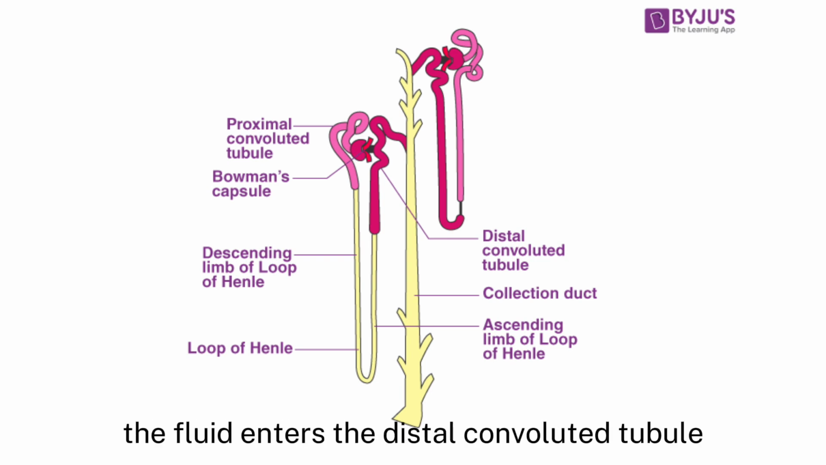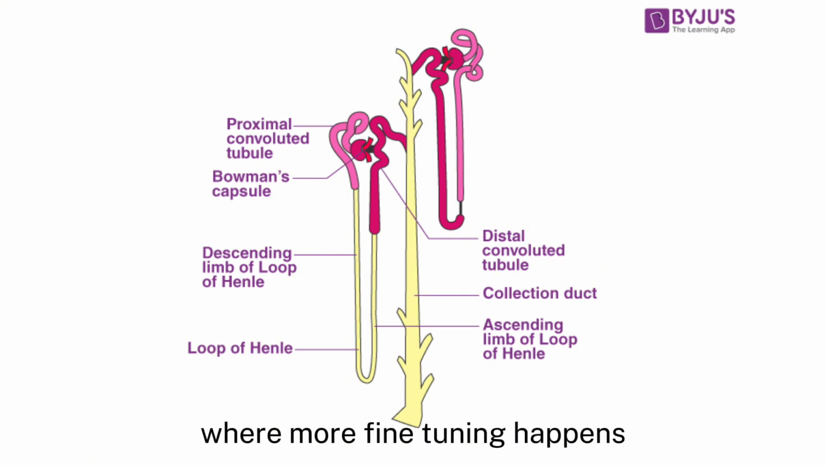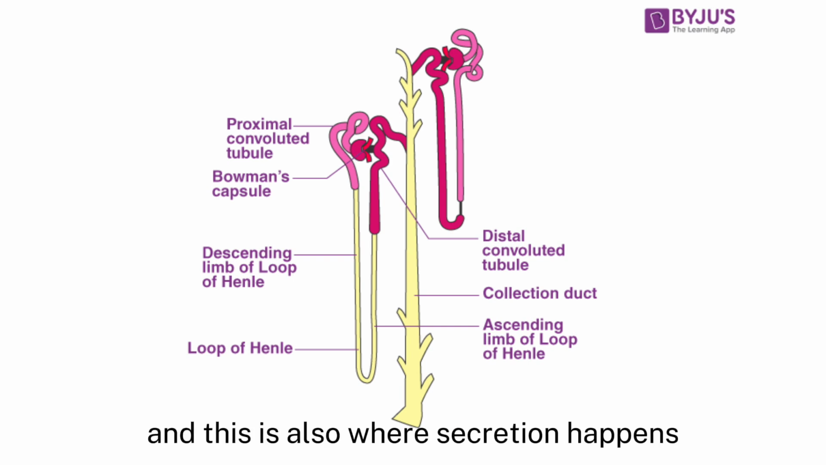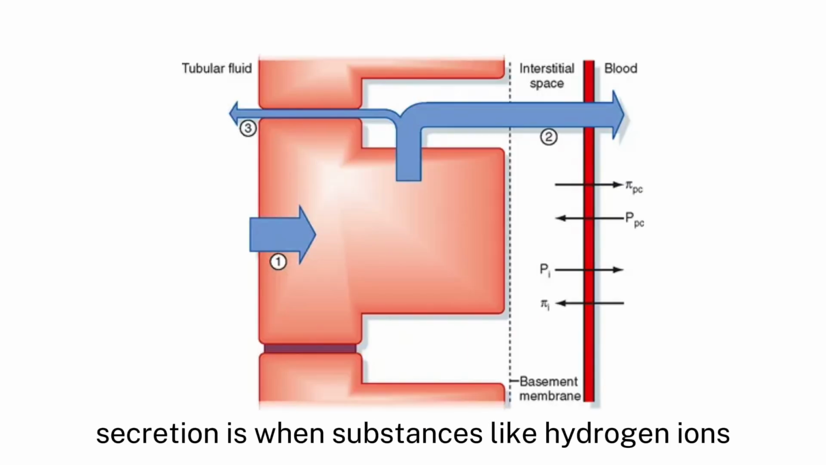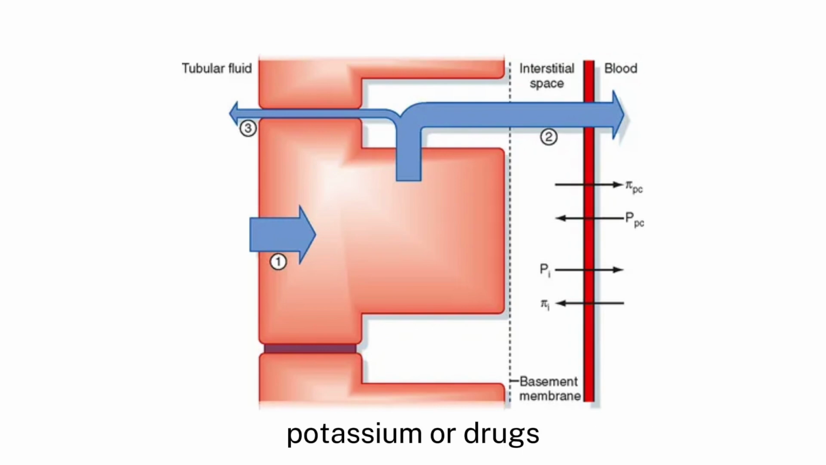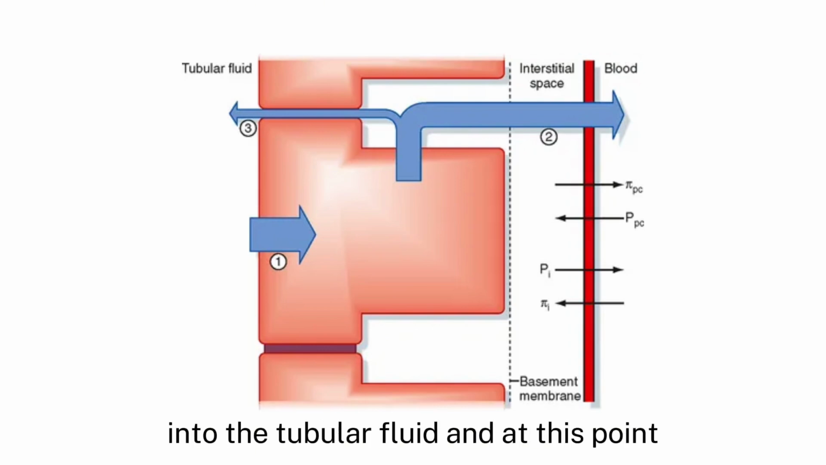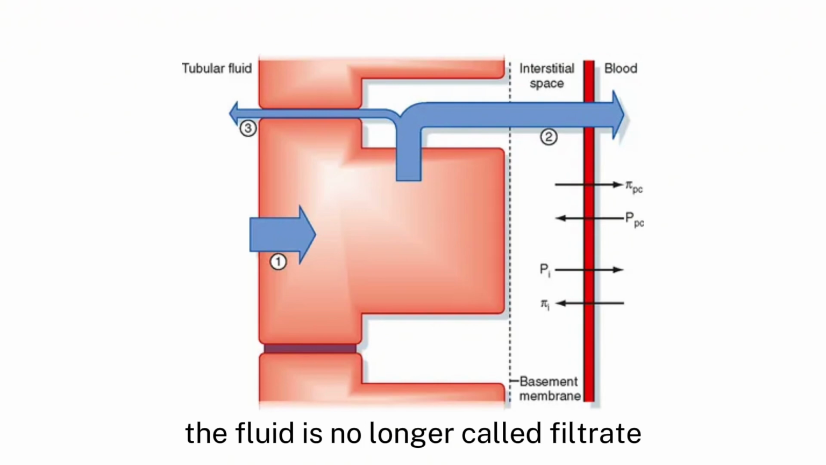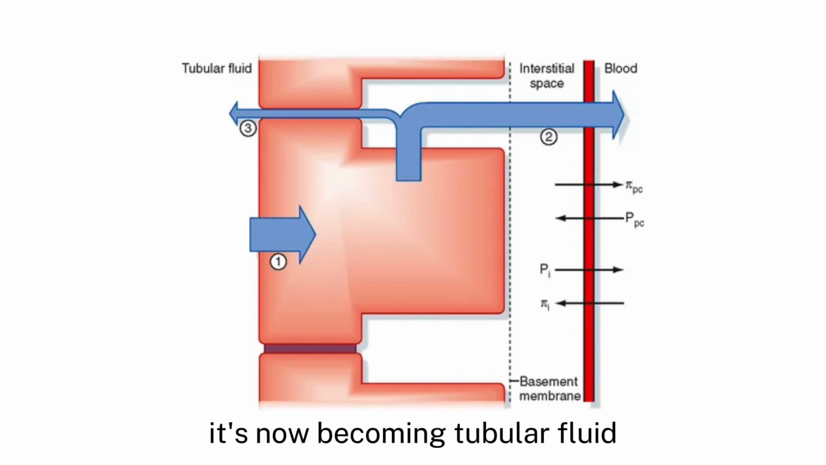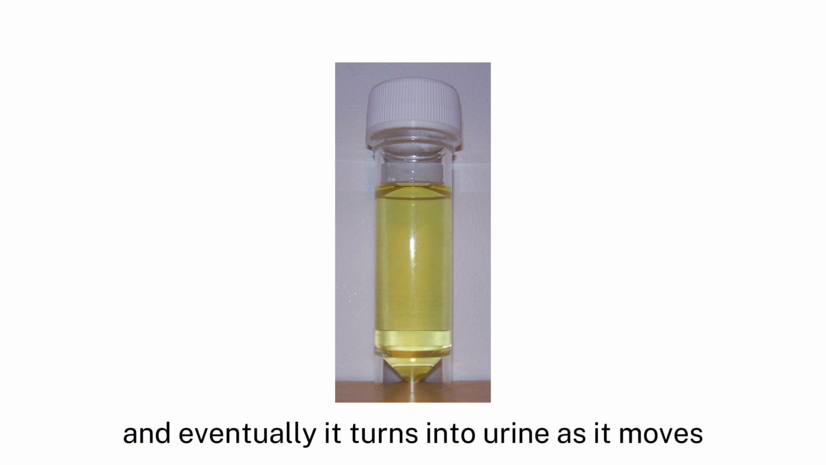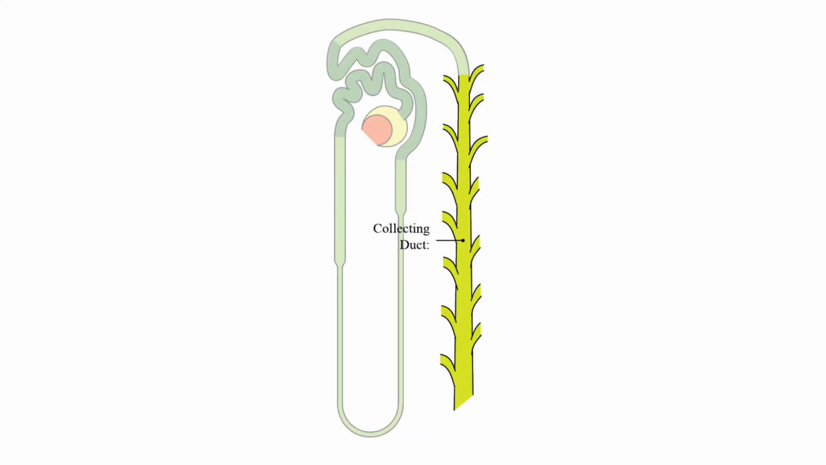And then after that, the fluid enters the distal convoluted tubule, where more fine-tuning happens. The body adjusts electrolyte levels and pH here. And this is also where secretion happens. Secretion is when substances like hydrogen ions, potassium, or drugs are actively moved from the blood into the tubular fluid. And at this point, the fluid is no longer called filtrate, it's now becoming tubular fluid. And eventually, it turns into urine as it moves into the collecting ducts.